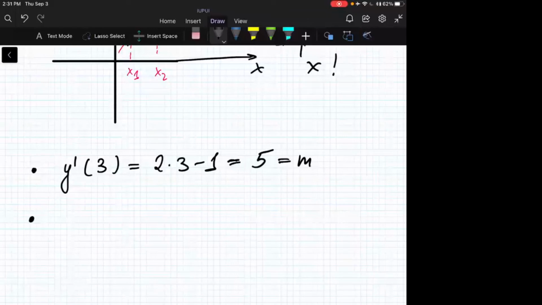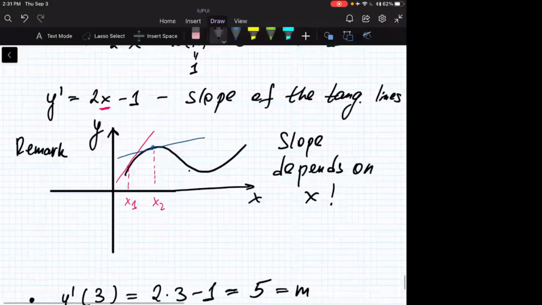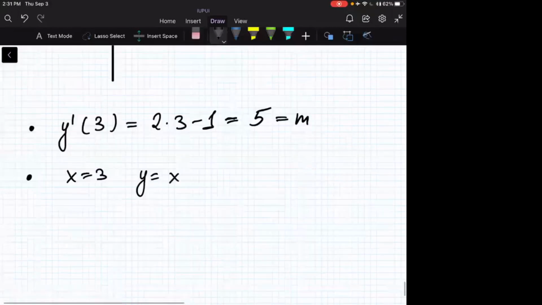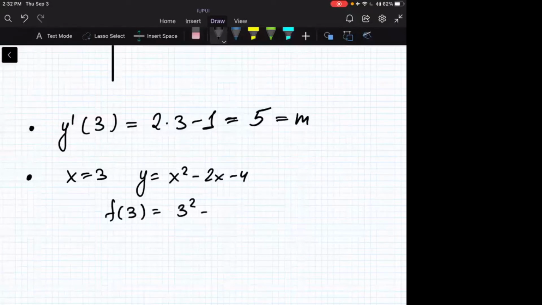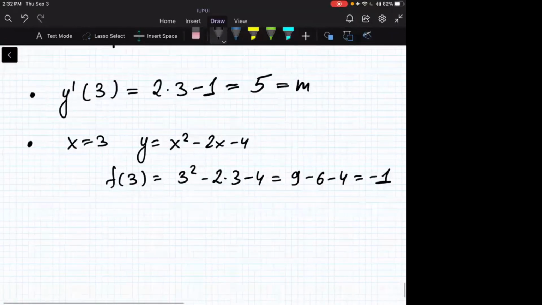Okay, and the next step is to calculate. So my x is 3, my y is x squared minus 2x minus 4. So my y at the point, so I need f of 3 for my function. So f of 3 is 3 squared minus 2 times 3 minus 4, which is 9 minus 6 minus 4, which is minus 1.